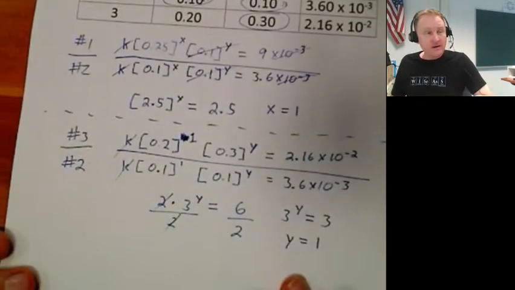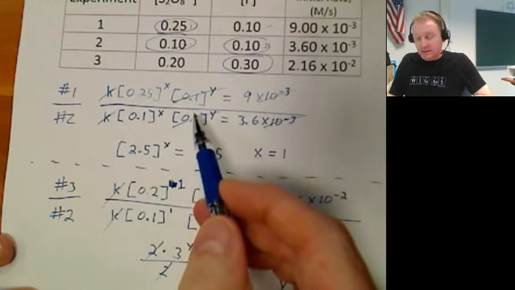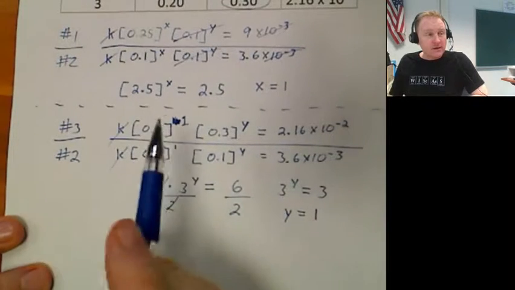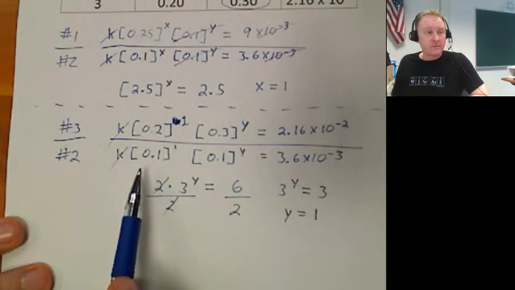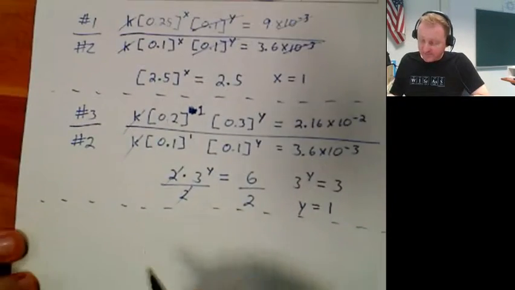So see that trick there? Unfortunately, in the first one, we could see we got to cancel out these reactants because they were the same value. But in the second one, we couldn't, but we could actually just plug those values in because we knew the exponent and solve it there. So that's the trick. The last thing we're going to do is solve for k.